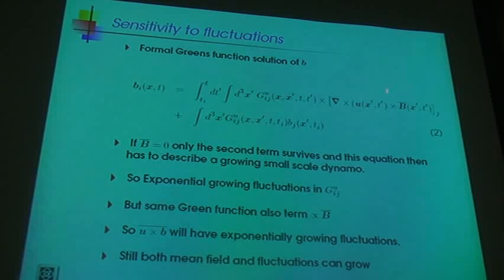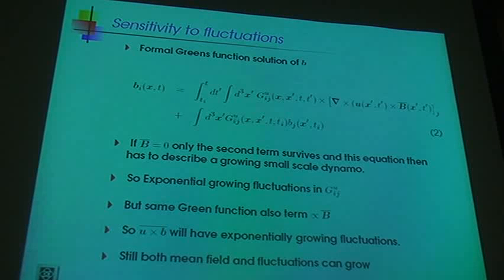Now, if the mean field did not exist, then you took u cross b here, you should get 0 here. That's our hope for the isotropic case, because even if there is a small scale dynamo, you don't know where the EMF will point. But if the mean field does not exist, still there is a fluctuation dynamo. So this part of the equation says that even if b bar is 0, only the second term survives, and this equation then has to describe a growing fluctuation dynamo. And so all the exponentially growing fluctuations are in the Green's function, because this small b is evaluated at the initial time ti.